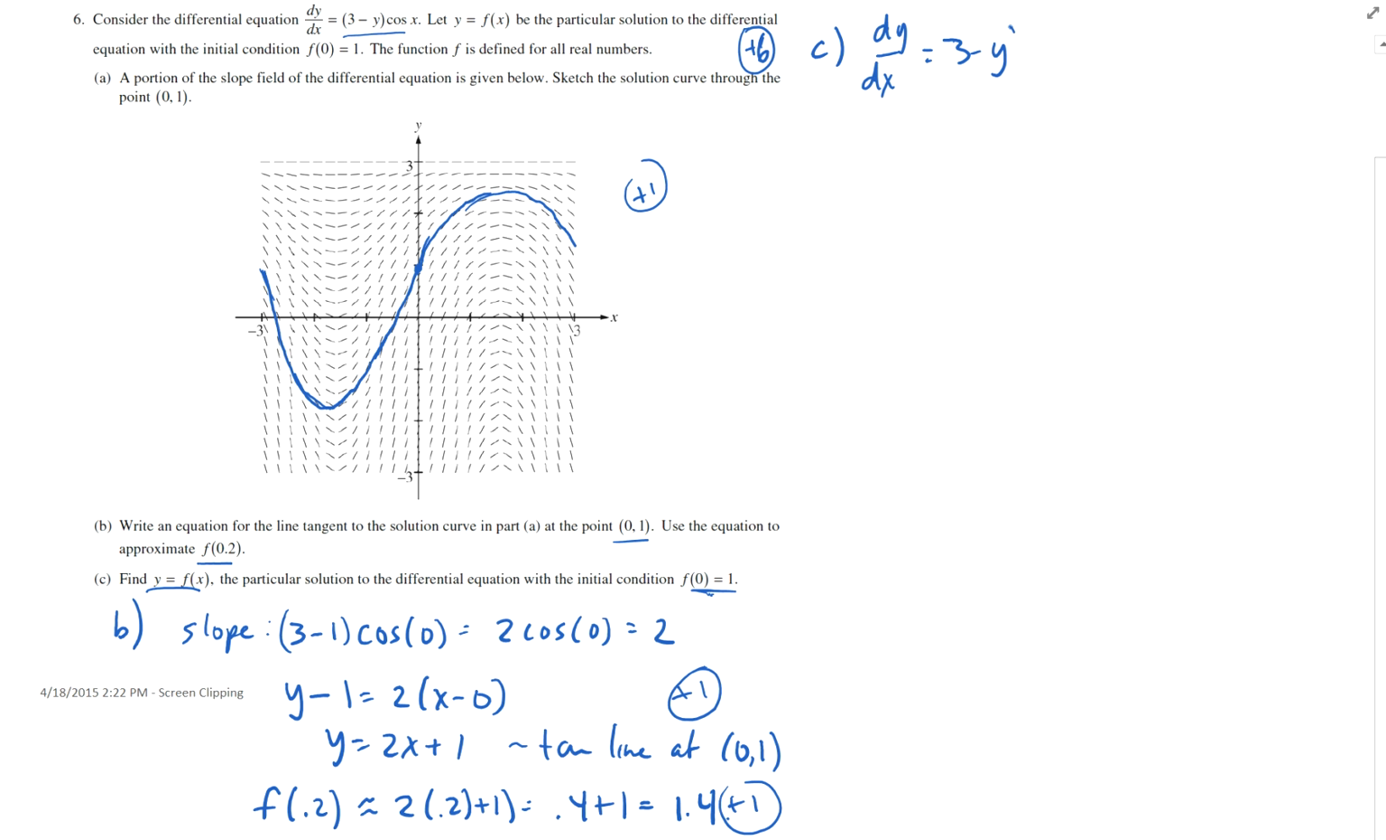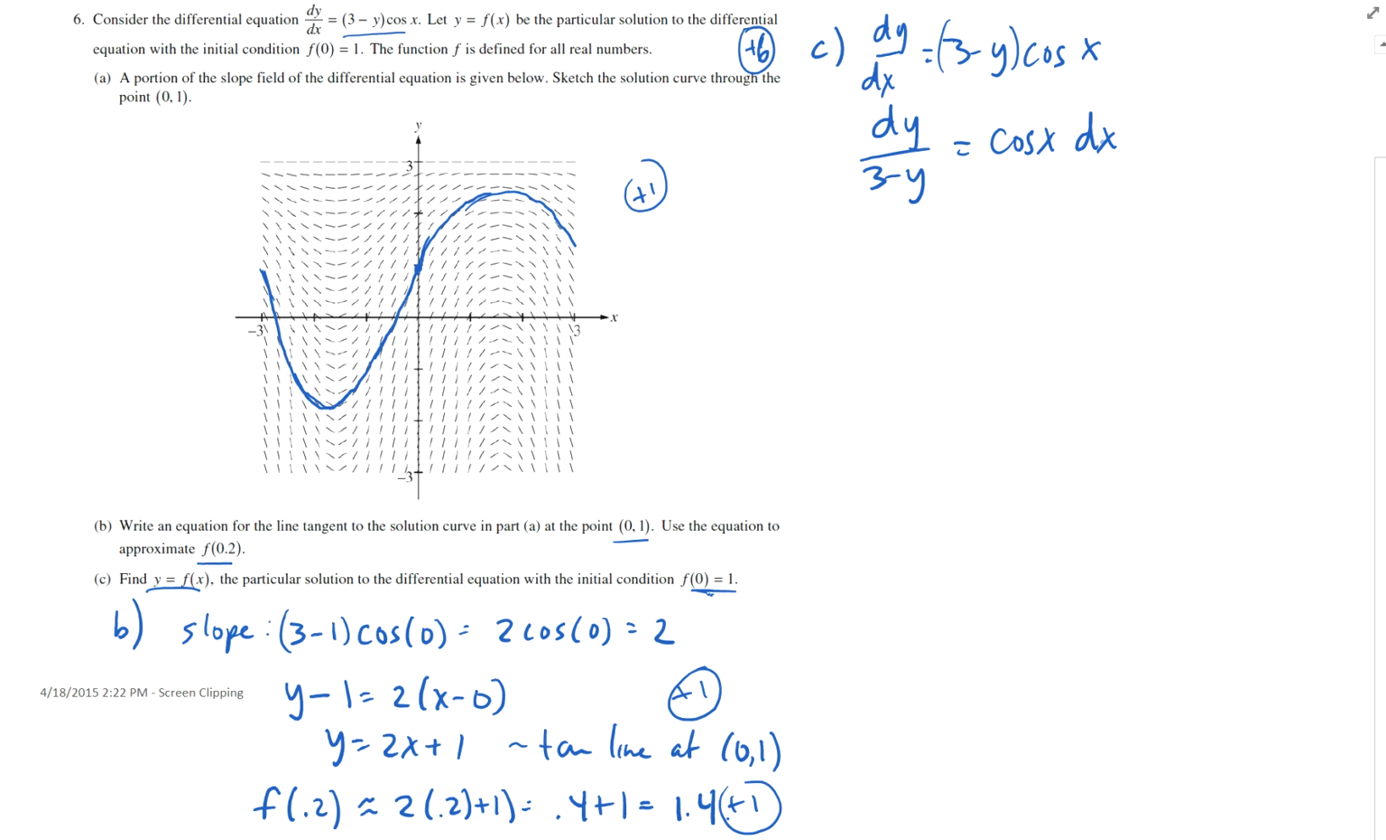dy/dx = (3 - y) cos x. So we have to separate the variables. You've got to get the y's on one side and the x's on the other. So dy equals cos x, oops, I can do this all in one step because you are good students here. Divide by 3 - y, multiply by dx. So I get dy/(3 - y) = cos x dx.